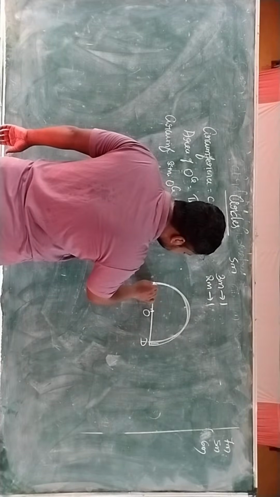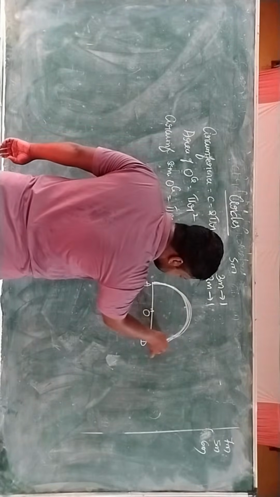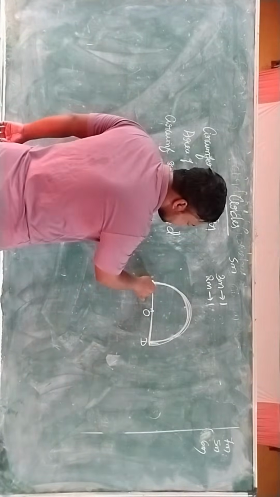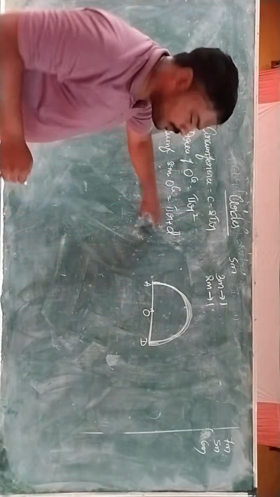Circumference means what? It's like a perimeter. You have to include this curve as well as this line. So this curve is nothing but pi r. And this line is diameter. So that's what pi r plus d.